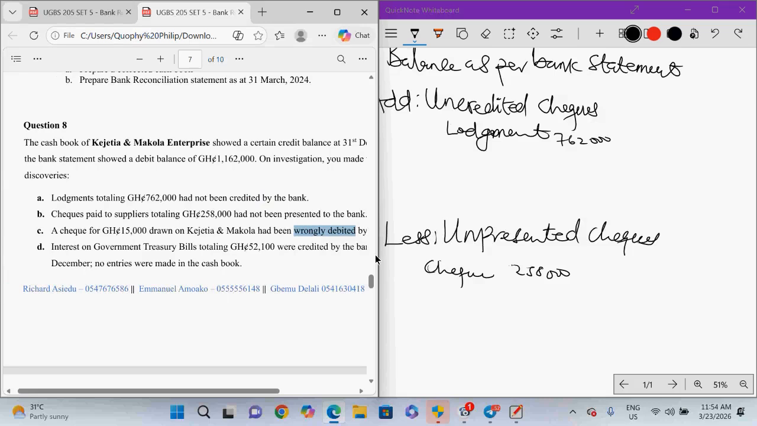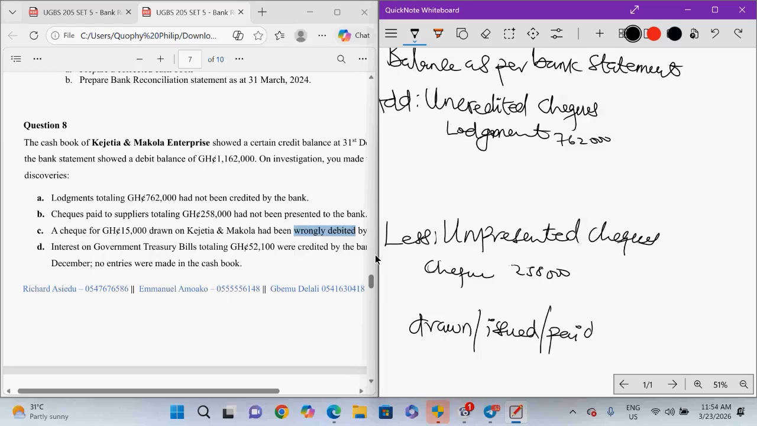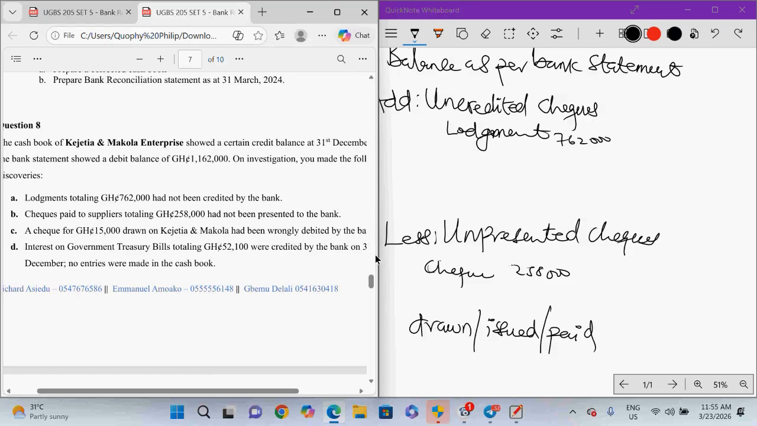Besides, anytime you see a check has been drawn, it is the same as issued and the same as paid. A check has been drawn, check has been issued, check has been paid. They are the same thing, right? All right, so a check of 15,000 has been wrongly debited. So what is the right thing that you were supposed to do? Yes.